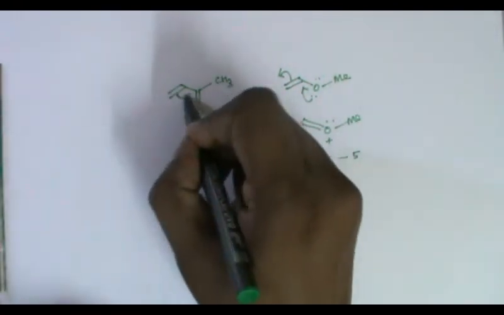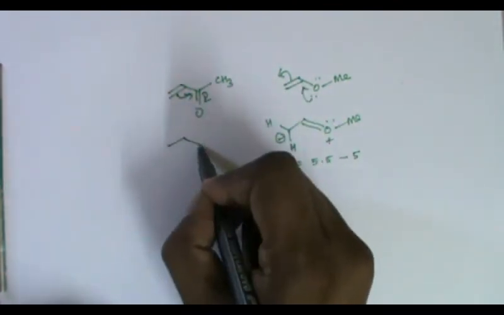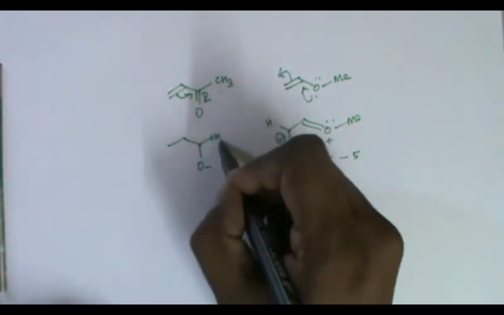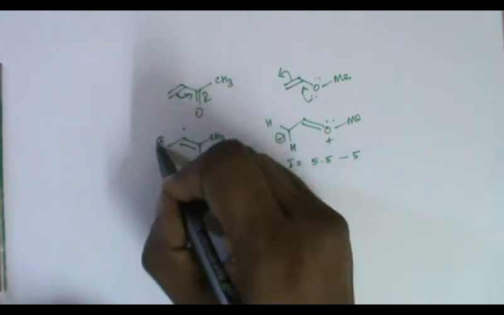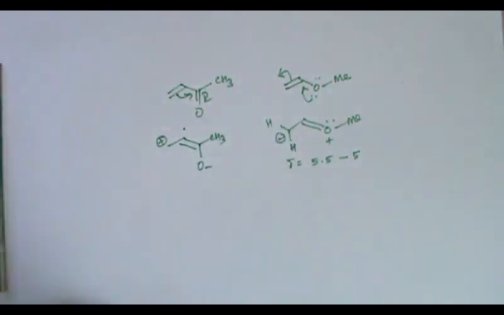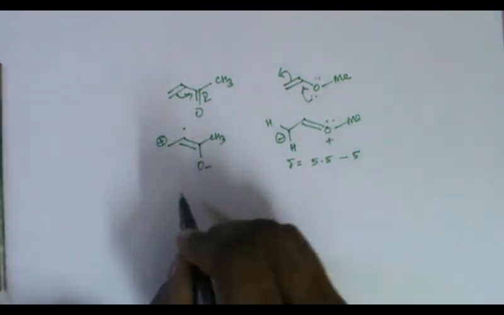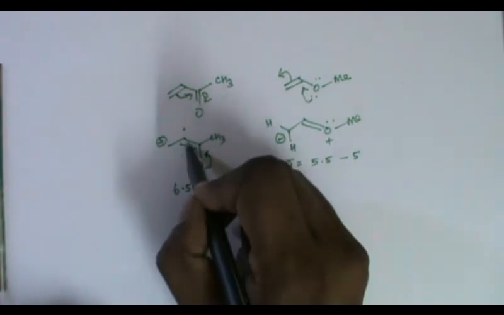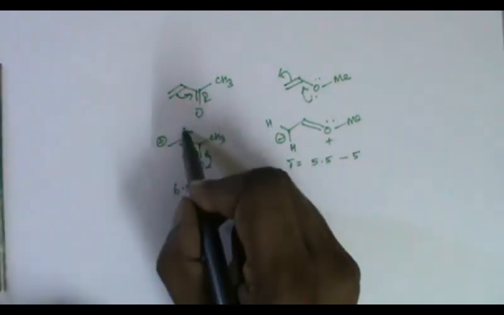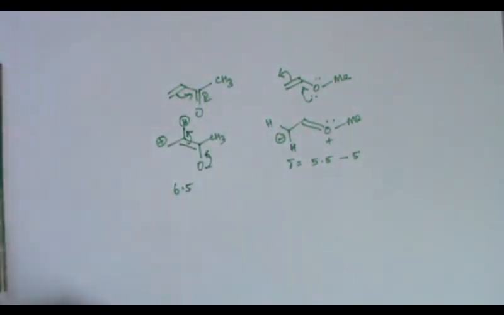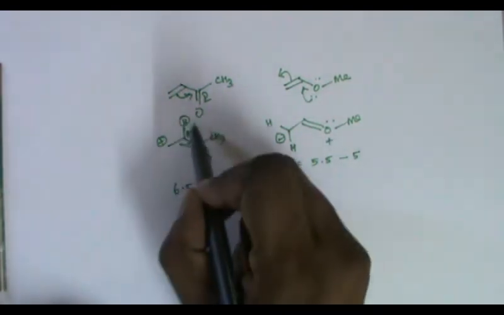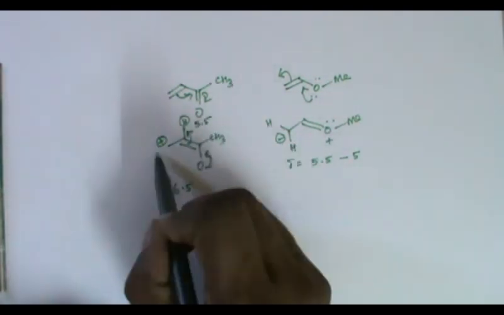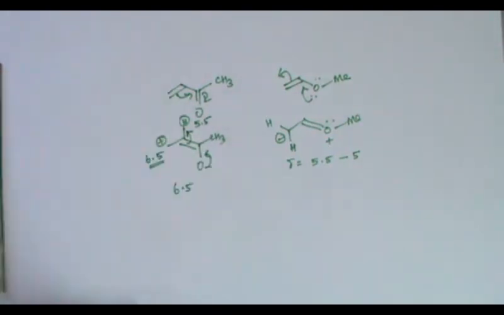On the other hand, in this case, we get positive charge on this carbon. So because of that, this is expected to appear around 6.5. So further, when it comes back, we have minus charge on this. So because of that, this particular carbon is also shielded. So this carbon will appear around 5.5 and this will be around 6.5.